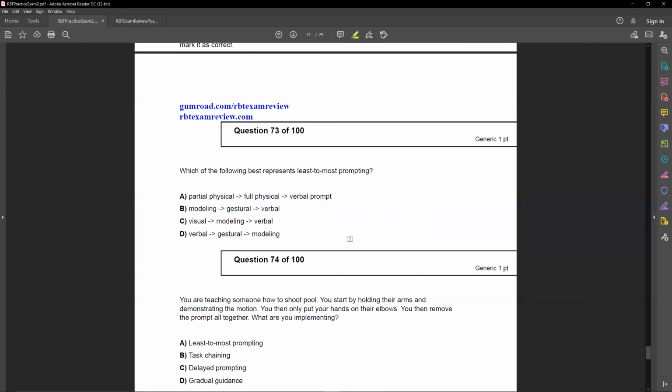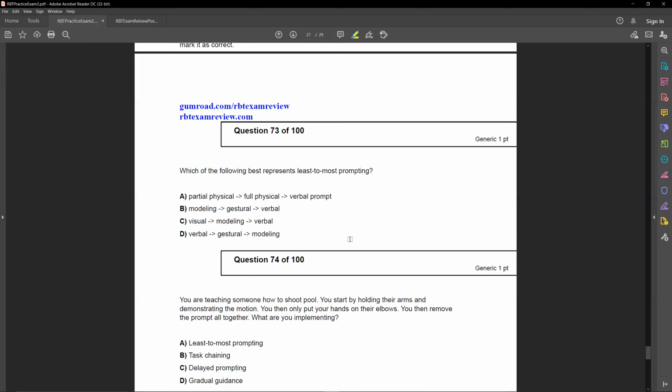So what you need to understand for least to most and most to least in the prompt hierarchy is that our full physical and our partial physical are always going to be at the top of that hierarchy. That is always going to be the most intrusive prompting. And always our least are going to be our visuals and our verbals. And then modeling is going to fall somewhere in between. And that's what you need to remember.